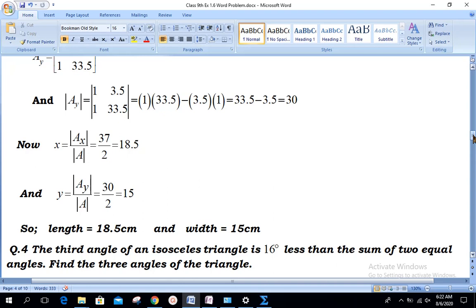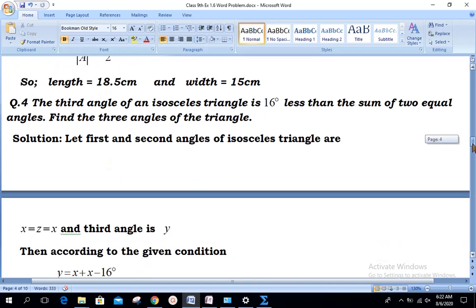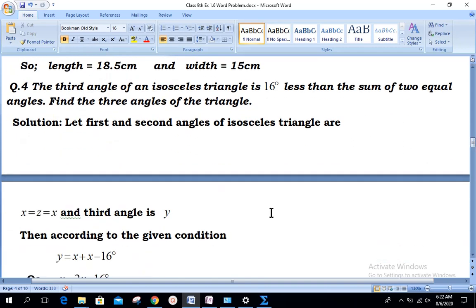Find the three angles of the triangle. Viewers, isosceles triangles have two sides equal and have two angles of equal measurement. So let us assume in the first sentence that the first and second angles of the isosceles triangle are named x and z. So x is equal to z, which is equal to x, and the third angle is y.